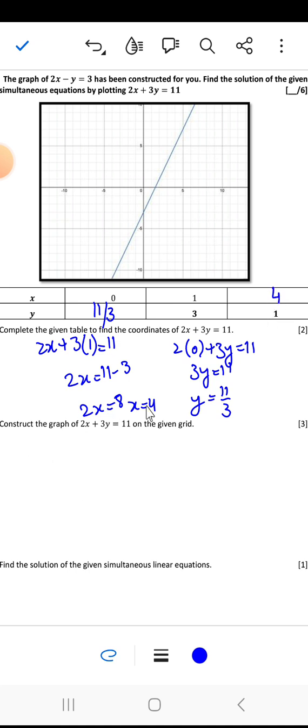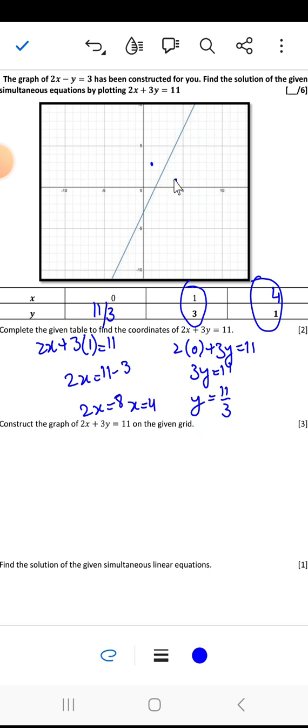Now they are saying construct this graph on the grid. So I'm skipping this part because this is a decimal. I am using these 2 points. 2 points are more than enough. So the first point is 1 and 3. So let me see. This is x 1 and y 3. So this is the first point. Then it is 4, 1. So x is 4 and y is 1. So this is the second point.